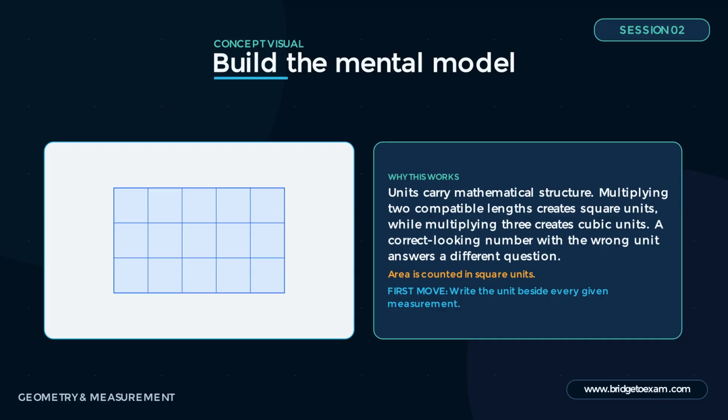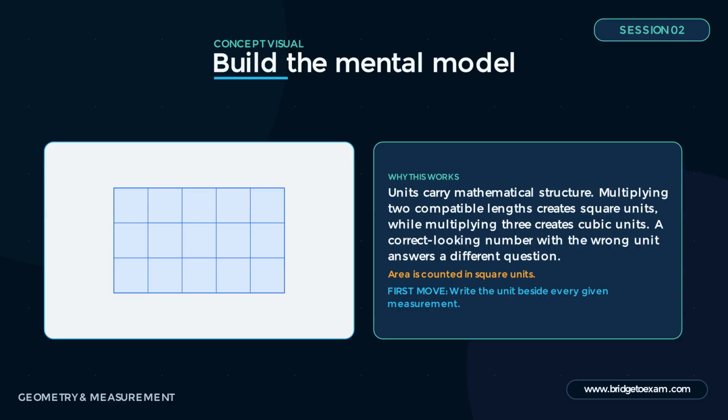Units carry mathematical structure. Multiplying 2 compatible lengths creates square units, while multiplying 3 creates cubic units. A correct-looking number with the wrong unit answers a different question. Keep the quantity and its unit together from the first line to the final statement. That habit catches formula mismatches before arithmetic can hide them.